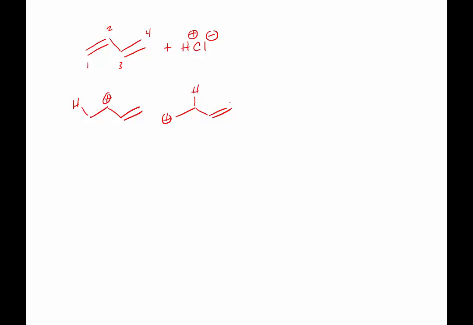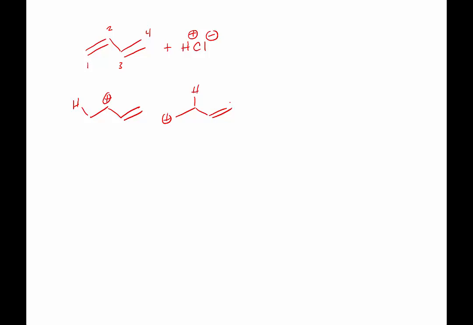You can say, well, that's anti-Markovnikov. But remember, Markovnikov versus anti-Markovnikov is all based on the mechanism. And the idea here is to do what? Is to form the most stable carbocation or intermediate. That's the real reason behind Markovnikov, to form the more stable intermediate. Okay.